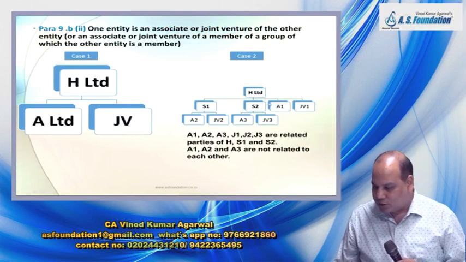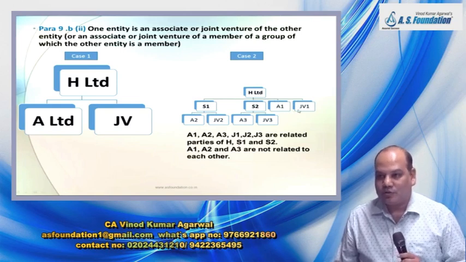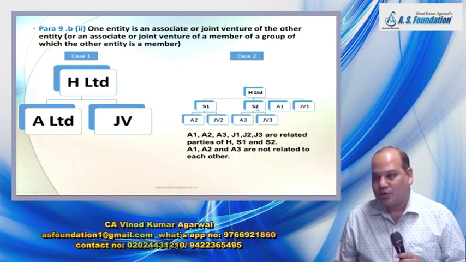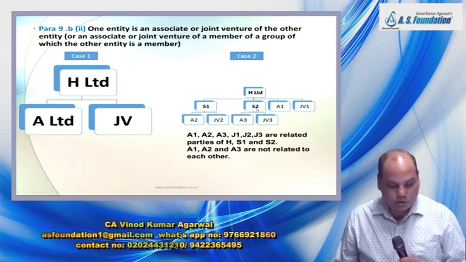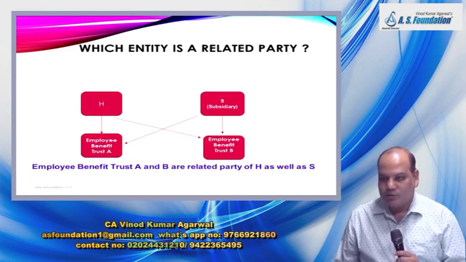So some minutes before I had drawn one diagram here. Now if we look at this diagram, A1 and JV1 have a common investor H. So A1 and JV1 will become related parties under this clause. And similarly A2, JV2 will become related parties because S1 is common there. A3, JV3 will become related parties because S2 is there. But not under clause 2, but under clause number 4. Now we will continue tomorrow.